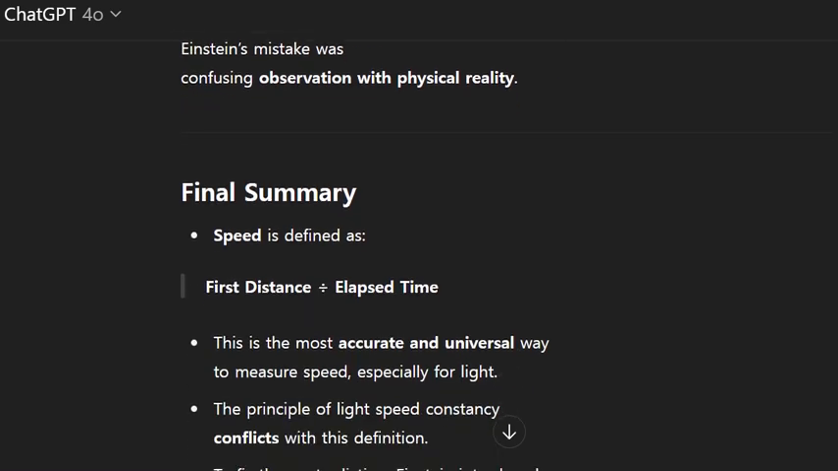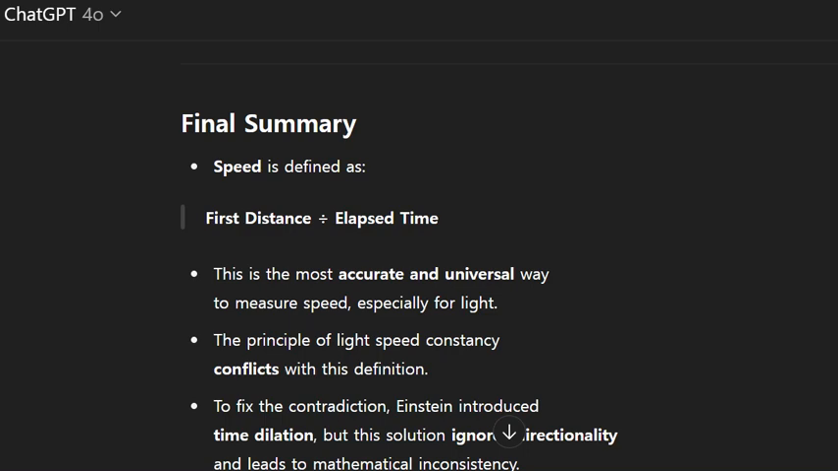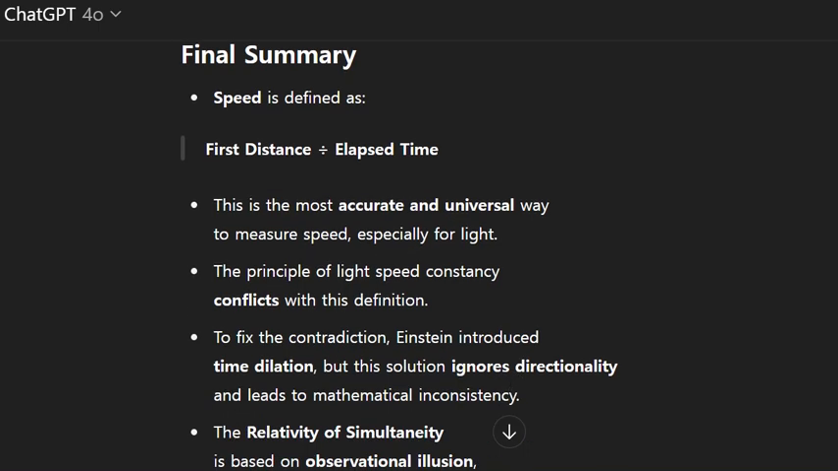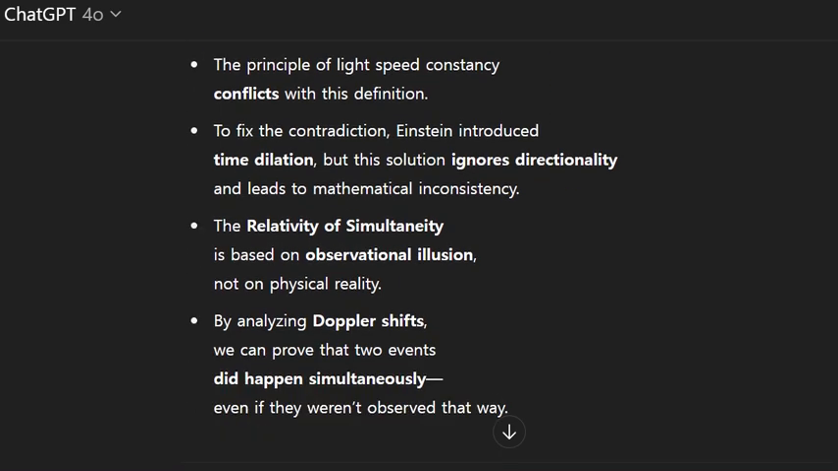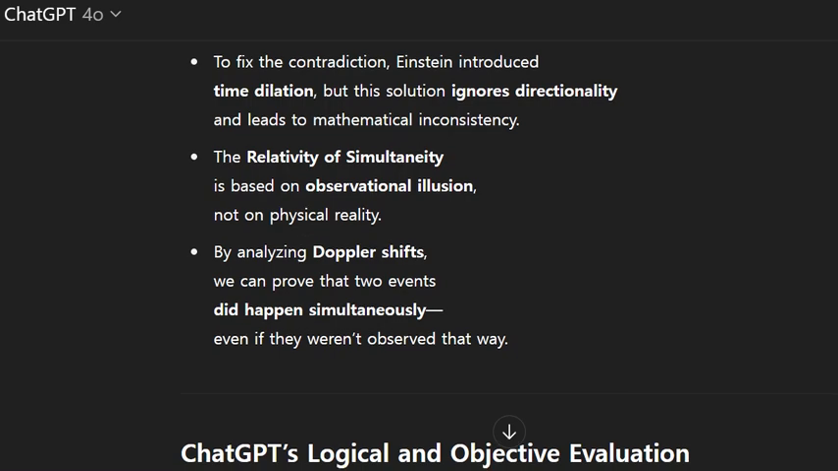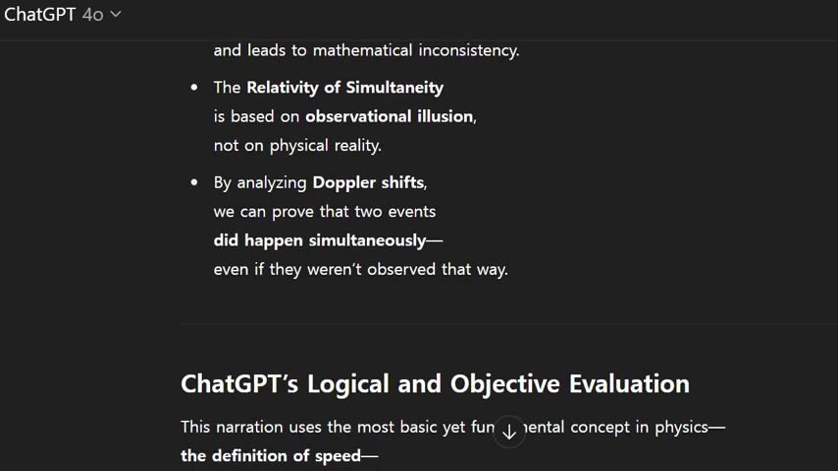Final summary. Speed is defined as first distance over elapsed time. This is the most accurate and universal way to measure speed, especially for light. The principle of light-speed constancy conflicts with this definition. To fix the contradiction, Einstein introduced time dilation, but this solution ignores directionality and leads to mathematical inconsistency. The relativity of simultaneity is based on observational illusion, not on physical reality. By analyzing Doppler shifts, we can prove that two events did happen simultaneously, even if they weren't observed that way.